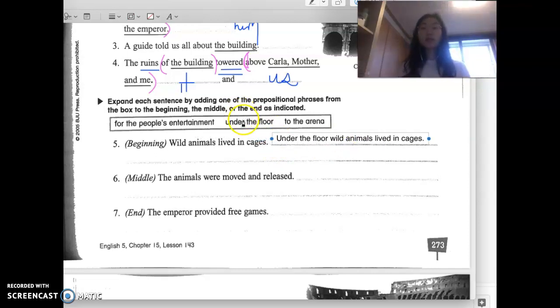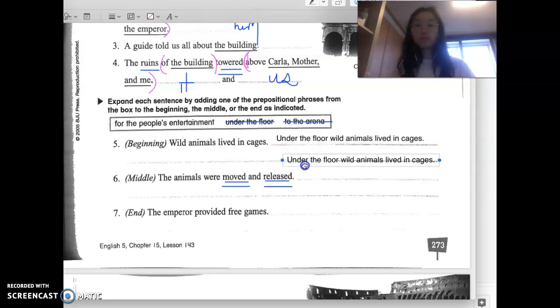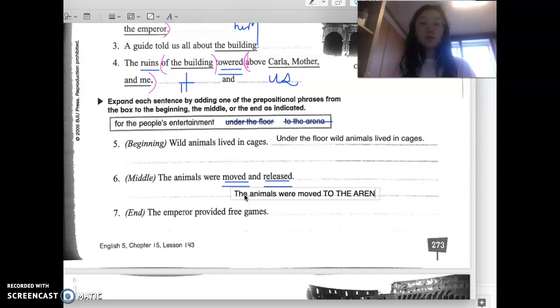And also, we're just using one prepositional phrase per question, so let's see how 6 and 7 go. And if it seems like we need to switch it around, we could do that. Number 6, we have to put it in the middle. The animals were moved and released. So the verbs are moved and released, so I'm going to try to put a prepositional phrase after one verb. So the animals were moved for the people's entertainment and released. Or the animals were moved to the arena and released. I like to the arena because it tells you where they were released. So let's write that here. The animals were moved to the arena and released.